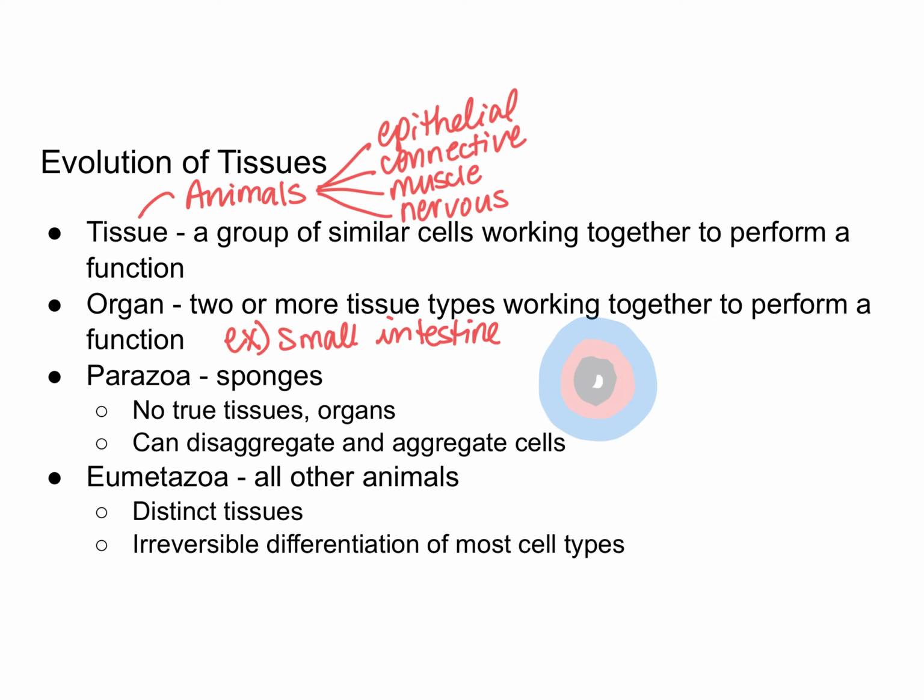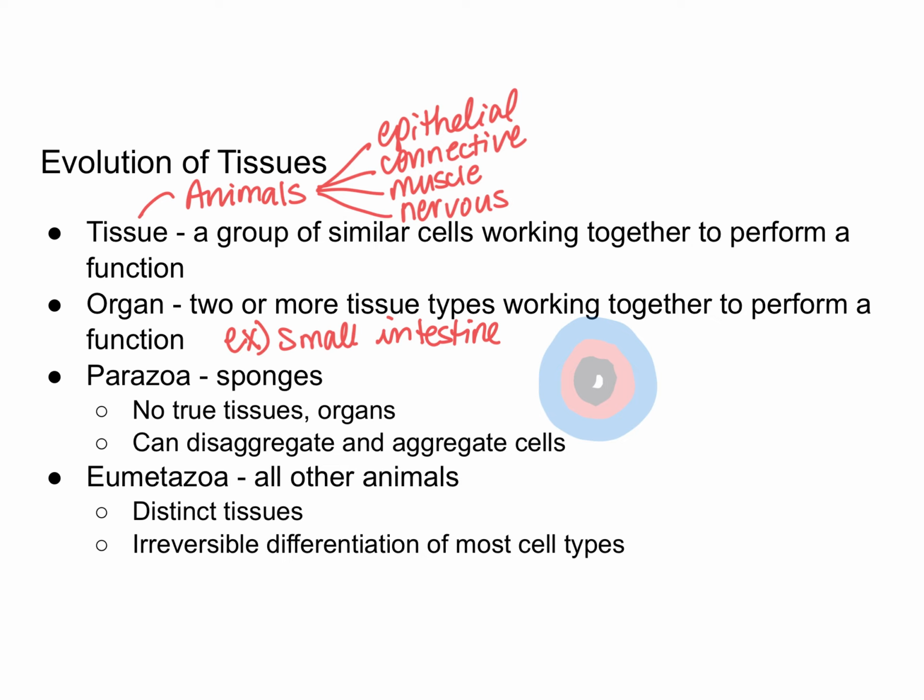Now, in a previous lesson, we talked about the parazoa, which are also the porifera, or the sponges, and they do not have true tissues or organs. And their cells can actually disaggregate and reaggregate. So they can rearrange their cells. They don't have true tissues, but they do have some specialized cells that can be rearranged to function like a tissue, but it's not a true tissue. It doesn't really fit the specific definition of a tissue.